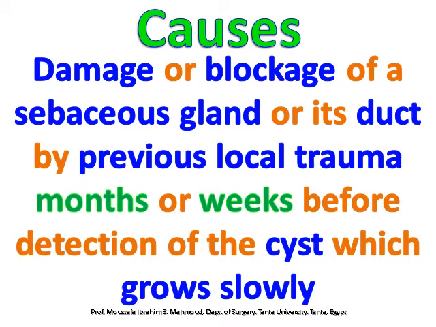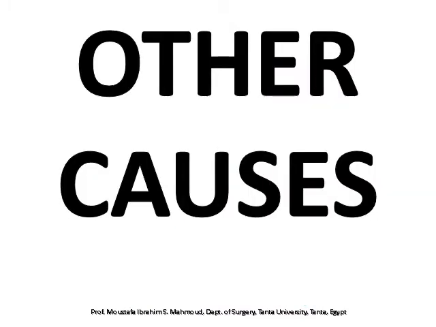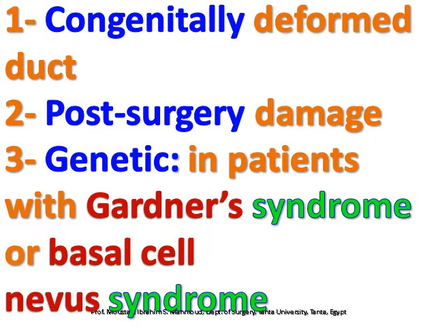Causes. Damage or blockage of a sebaceous gland or its duct by previous local trauma months or weeks before detection of the cyst, which grows slowly. Other causes: congenitally deformed duct, post-surgery damage, genetic in patients with Gardner syndrome or basal cell nevi syndrome.